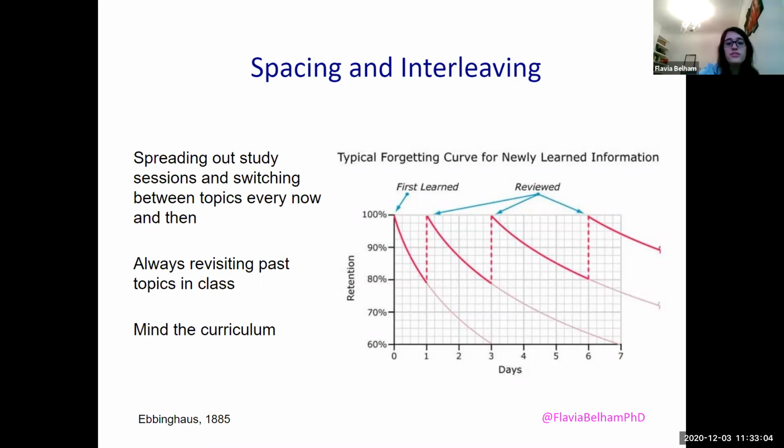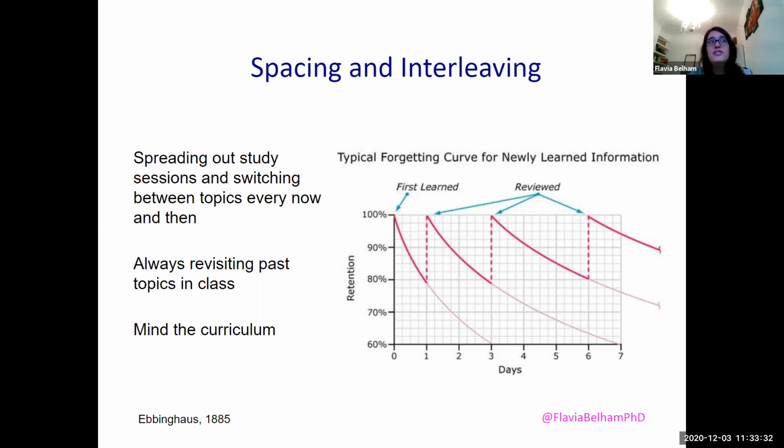So this is something that we've known, this graph here, since 1885. And that means that when you learn something, it takes you on average 1 day to forget 20% of that. If you revisit that information and learn them again, it's going to take you 2 days to forget 20%. If you do it again, it's going to take you 4 days. So the more you revisit previous topics, the less you forget. So the more you remember about that topic.